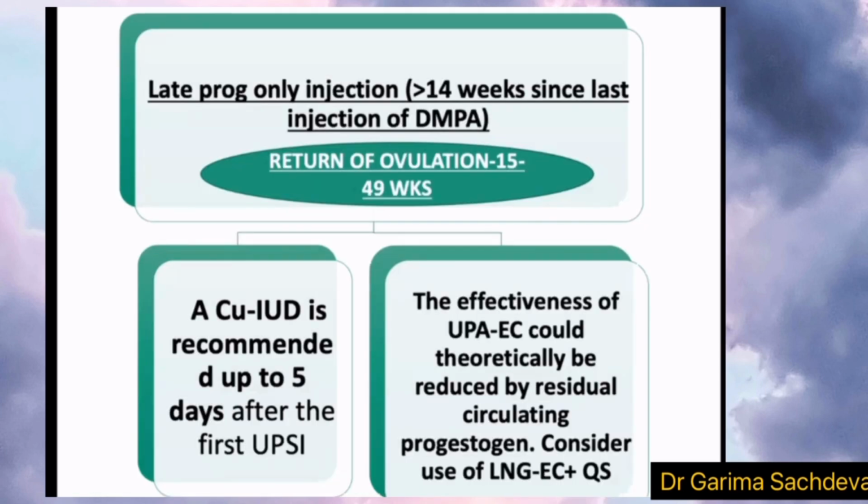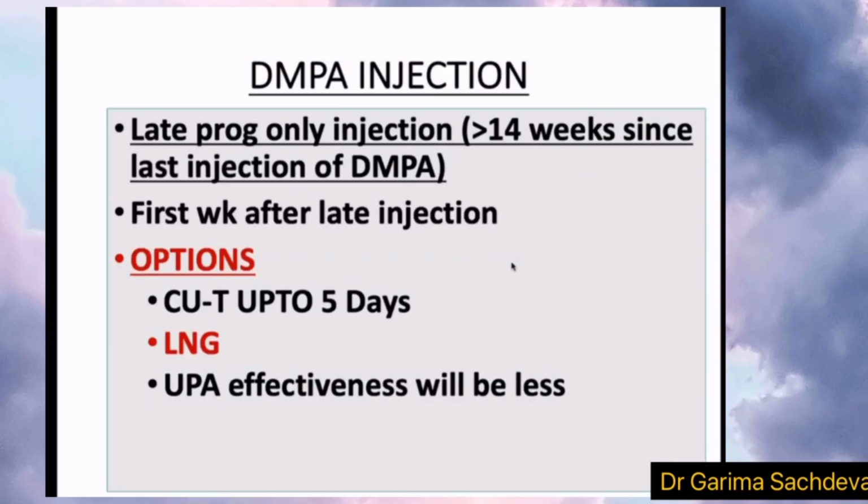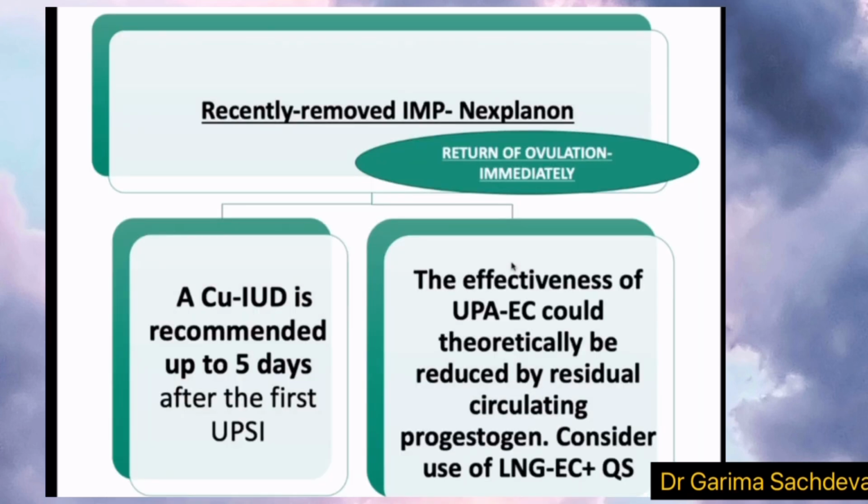Then for DMPA, when do you call it missed? If you do not give the next injection even after 14 weeks, and return of ovulation is 15 to 49 weeks, then as emergency contraception, either you give copper T, or you do not give UPA because again it's a progesterone; you give levonorgestrel if you have to give an oral one. Then DA, this is also the same thing.